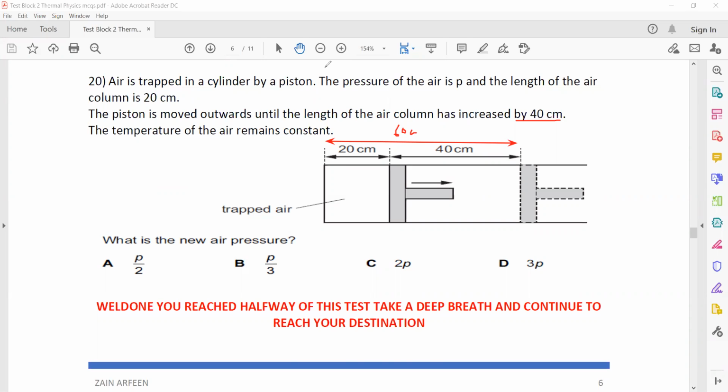So what is the new pressure? We will use the formula P1 V1, but here length is given, so P1 L1 is equal to P2 L2. The first pressure is P, the first length is 20. The second pressure is P2 and the second length is 60, not 40, because 40 is an increase in length, but the total is 60. So 20 divided by 60, cross multiply, 2 divided by 6, so it will be 1 by 3, or P by 3.